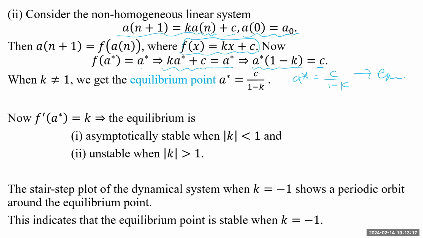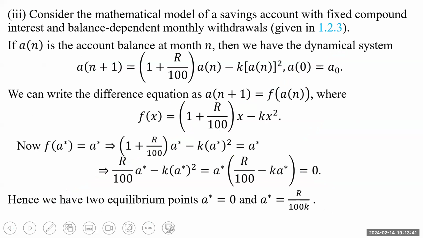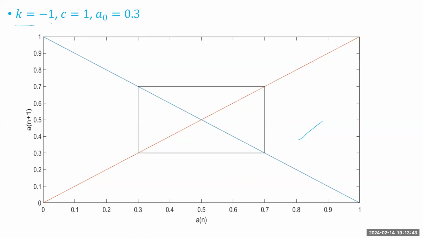So then you can conclude that the equilibrium point is asymptotically stable when mod k is less than 1 and unstable if mod k is greater than 1. So you can see the state step plots. This is one periodic, and what is the conclusion? For k equal to minus 1, c equal to 1 and a naught equal to this value, this is one periodic. So then you can decide the condition, whether it is stable or unstable.